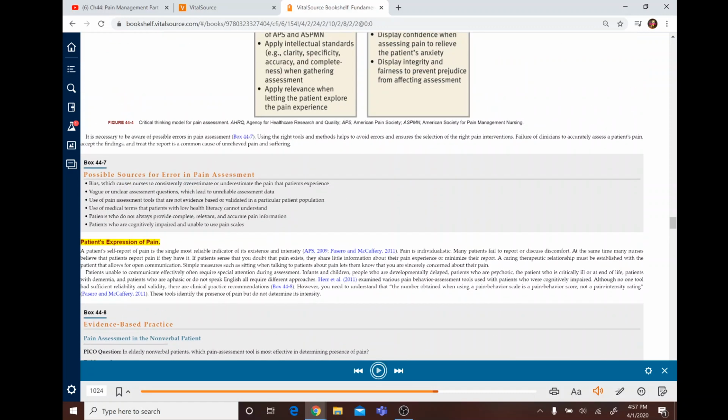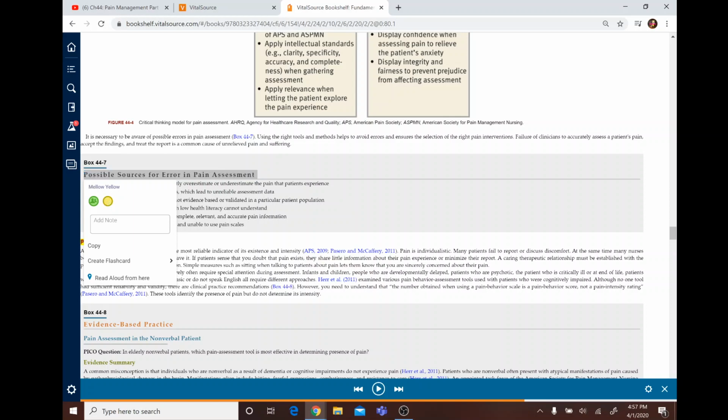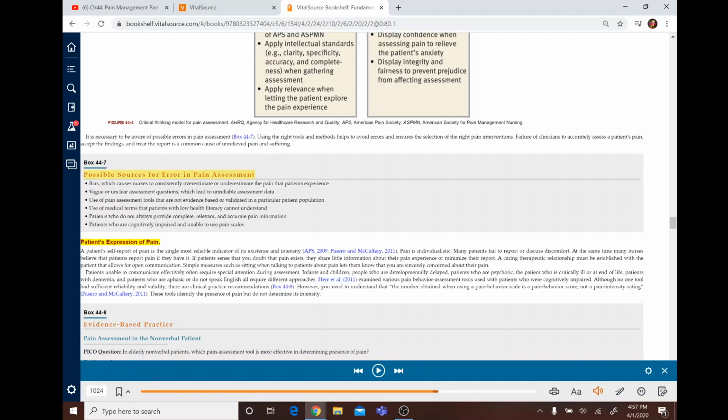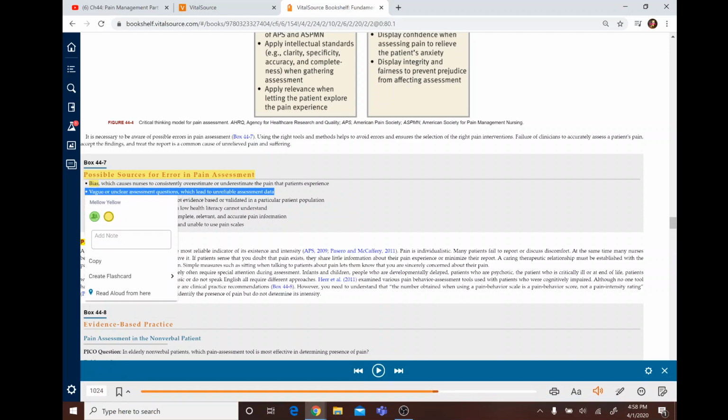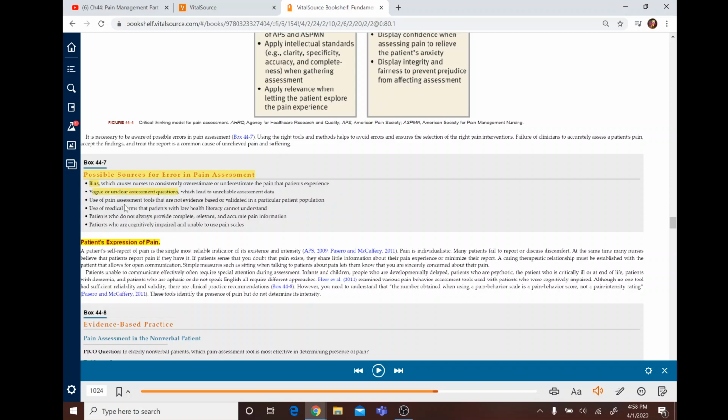Okay, I think this is important. So, possible sources for error in pain assessment. Bias, this one is a big one. Vague or unclear assessment questions: if you don't ask it properly, if you just ask vague stuff, it's not going to help. Pain assessment tools, just not proper assessment tools to use. And medical terms, so you have to look at their health literacy.